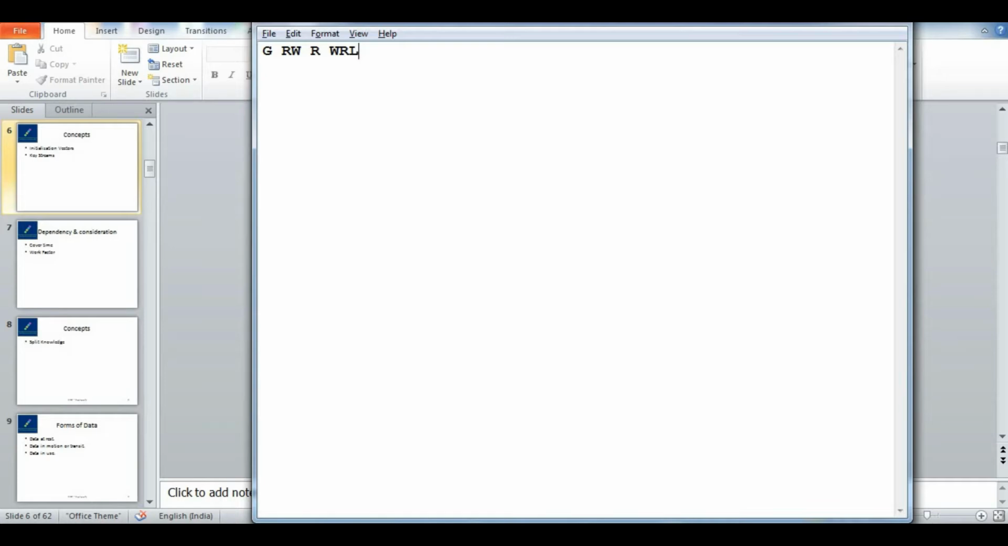For example, if G is I and R is A, what is RW? R is anyway A, so we need to substitute W with something else. If you consider the two-alphabet words in English that start with an A, it can be AM or AN. I am A? No, it doesn't make sense. If RW is AM, then WR becomes MA. So we need to substitute this L with something.